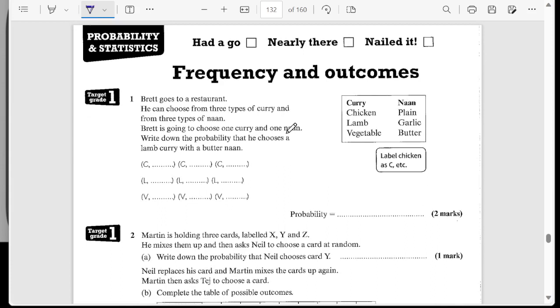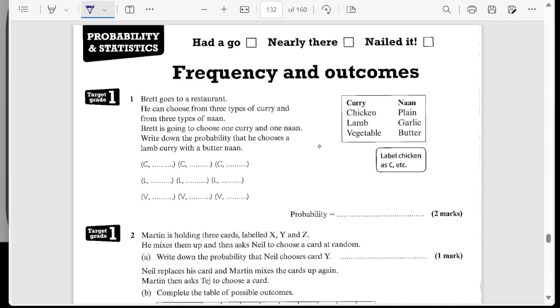So question 1. Brett goes to a restaurant. He can choose from 3 types of curry and 3 types of naan. Brett is going to choose 1 curry and 1 naan. Write down the probability that he chooses lamb curry with a butter naan. So this is a listing outcome. There'll be a 2-mark question on your paper for a listing outcome.